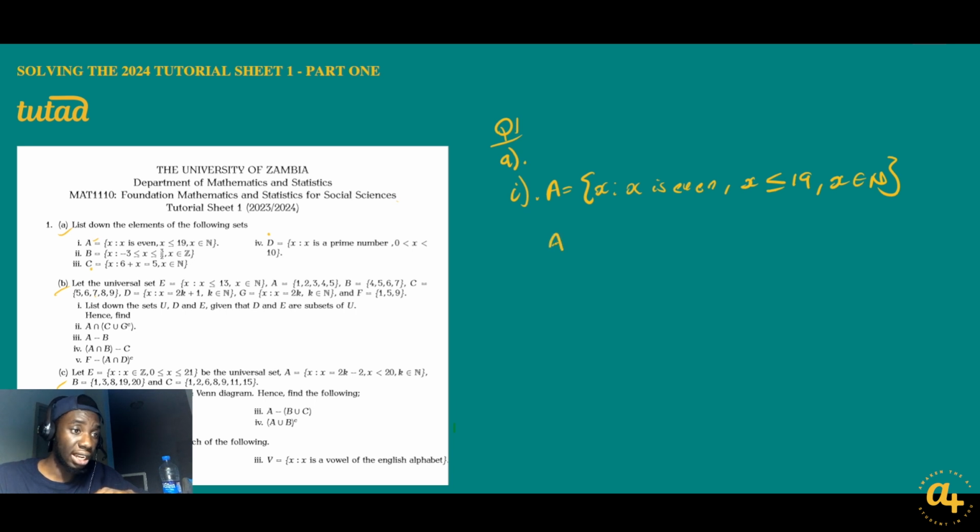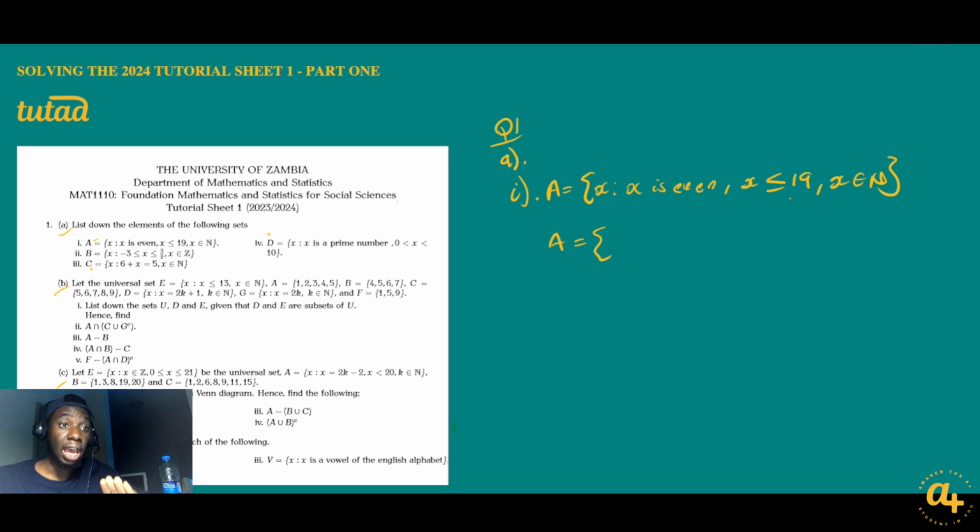Now let's get to listing down the elements of this set, but before we can actually start, we need to properly analyze this description. First, we are told that X is even, and we know that even numbers are numbers such as 2, 4, 6, 8, 10, totally different from odd numbers. The next description is that X is less than or equal to 19. Automatically we can see that 19 is not going to be a part of the elements of set A. Why? Because 19 is not even. The first condition says that X is even. Therefore 19 is not even, and it must not be a part of the elements of set A.